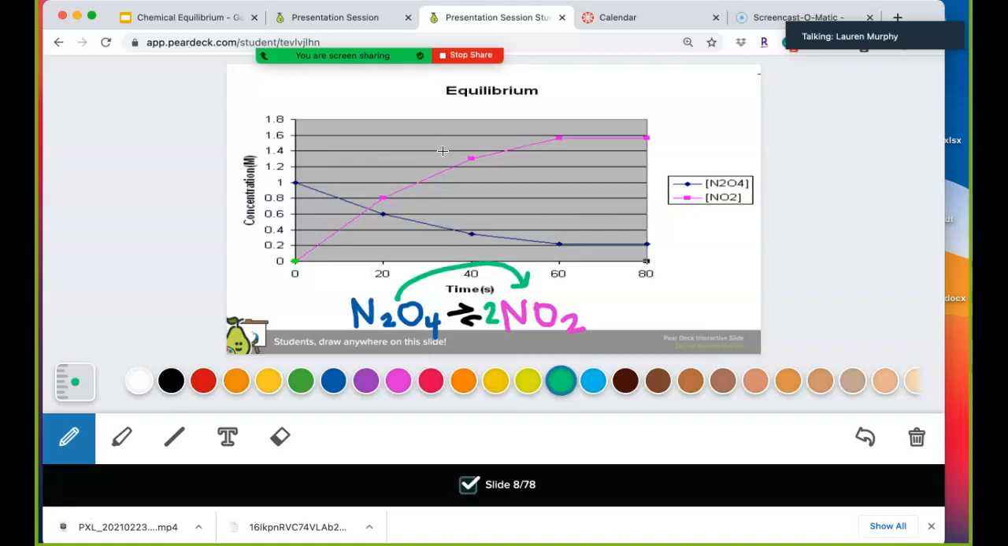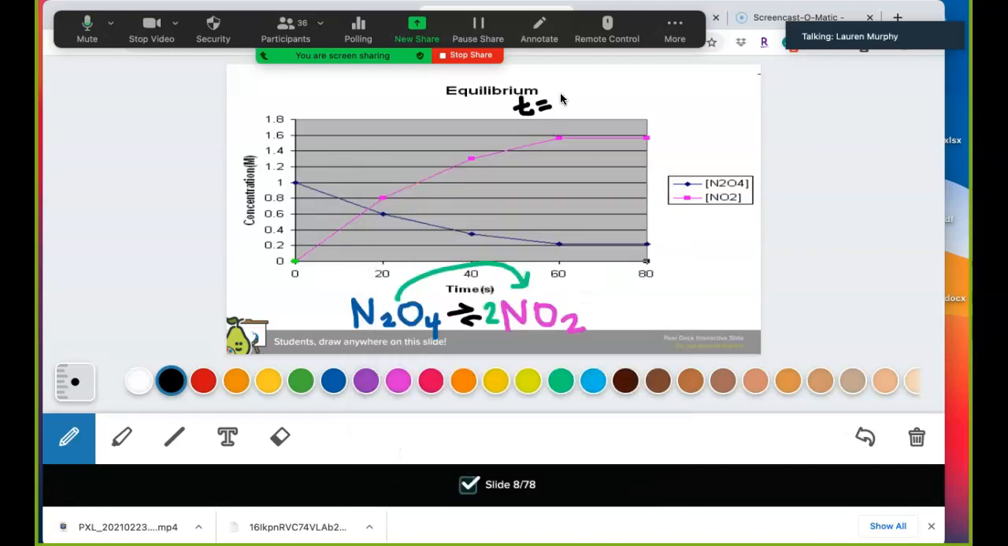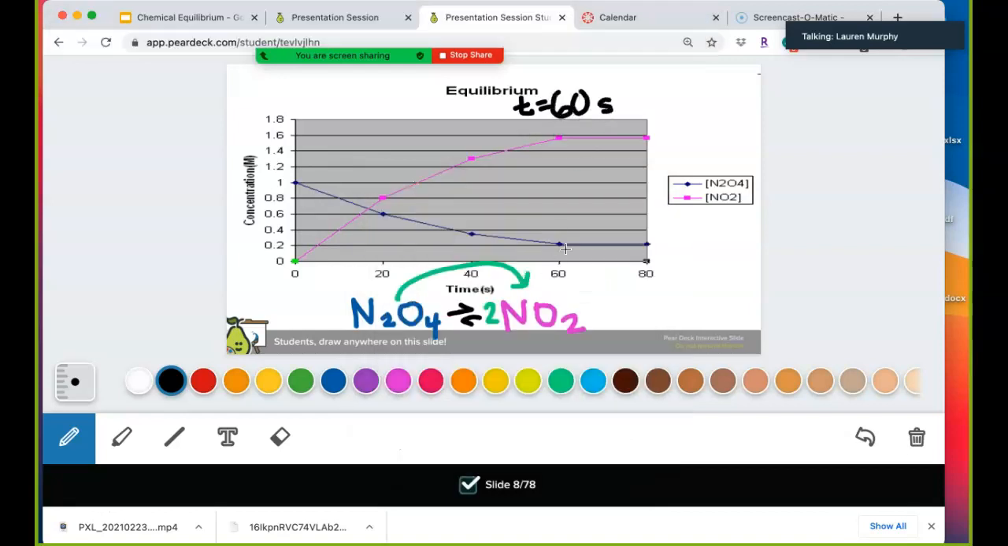Eventually, they both stop changing concentration. What time does that happen at, and how do you know? What time do they stop changing concentration? 60 seconds, or a minute. Okay, 60 seconds. You see their concentrations just flatten out. So once equilibrium is reached, the N2O4 concentration is about 0.2 molar, and the NO2 concentration reaches about 1.6 molar. These are their equilibrium concentrations.